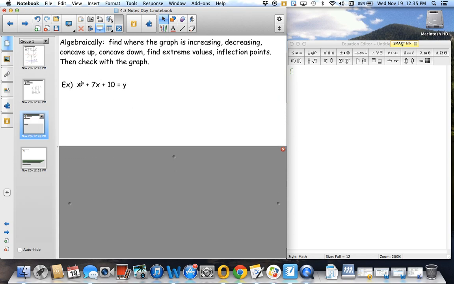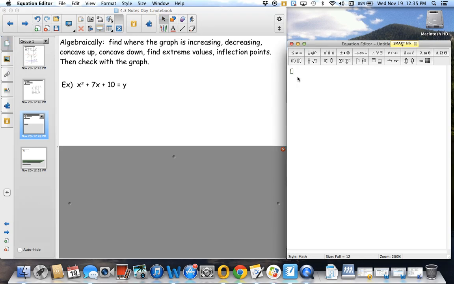So the first example is x squared plus 7x plus 10 equals y. Now we know this is a parabola, so we could show with the graph everything that we're going to answer, but we're going to do all of our work algebraically. To find where it's increasing, decreasing, and the max and mins, don't we use the first derivative? So the first derivative would equal 2x plus 7. Agreed? All right. We want that to equal 0. And so isn't that going to be where x is equal to negative 7 halves?